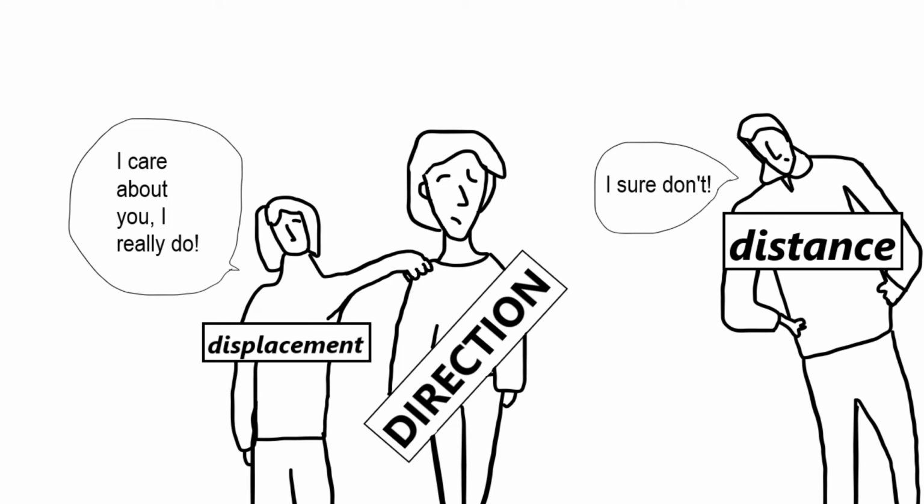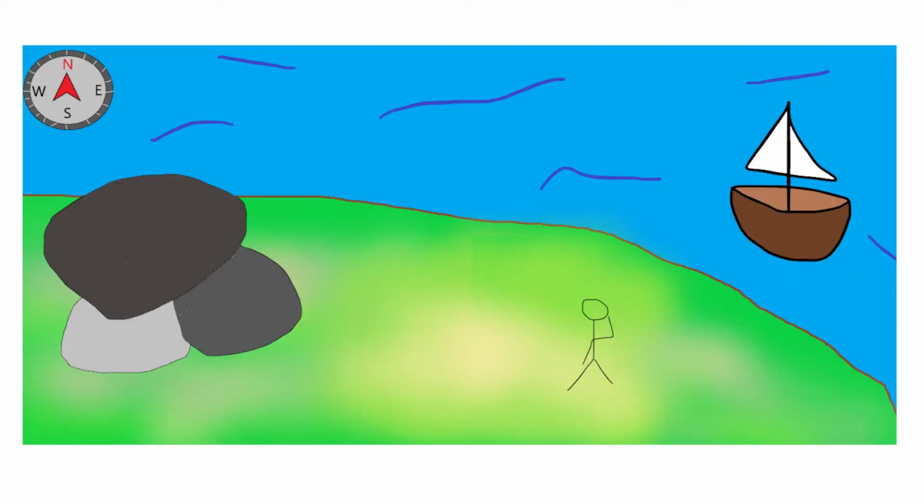Remember, distance is a scalar. It is always positive and is only concerned with how many meters you traveled. Conversely, displacement is a vector and talks about the direction of the final position with respect to the initial position.